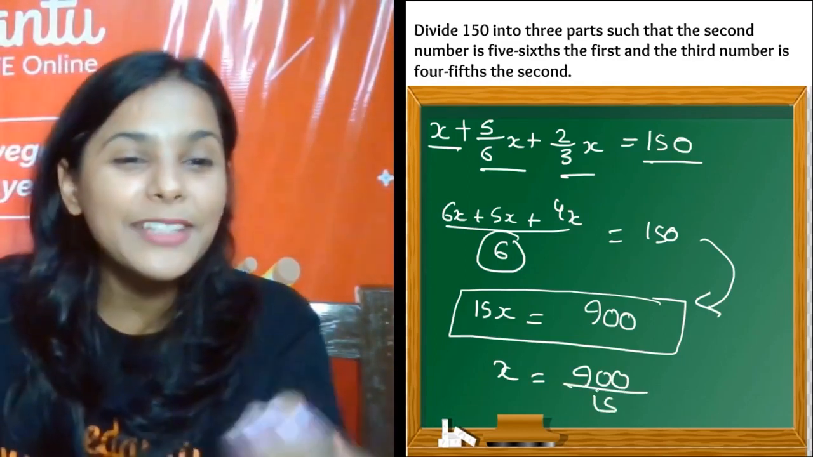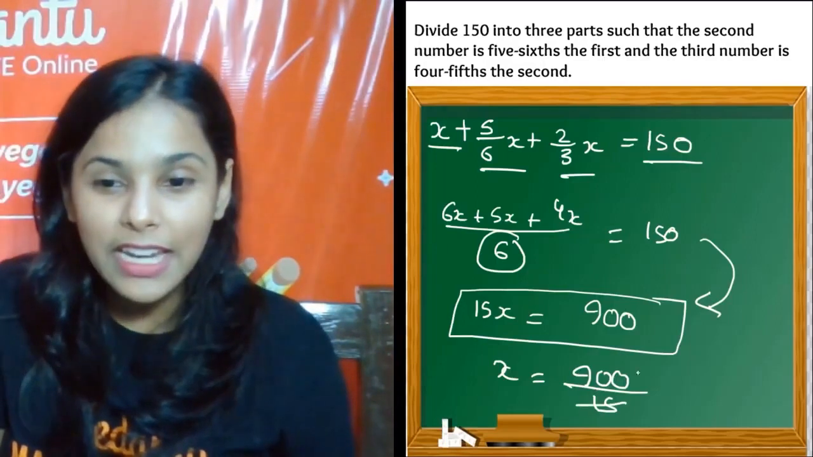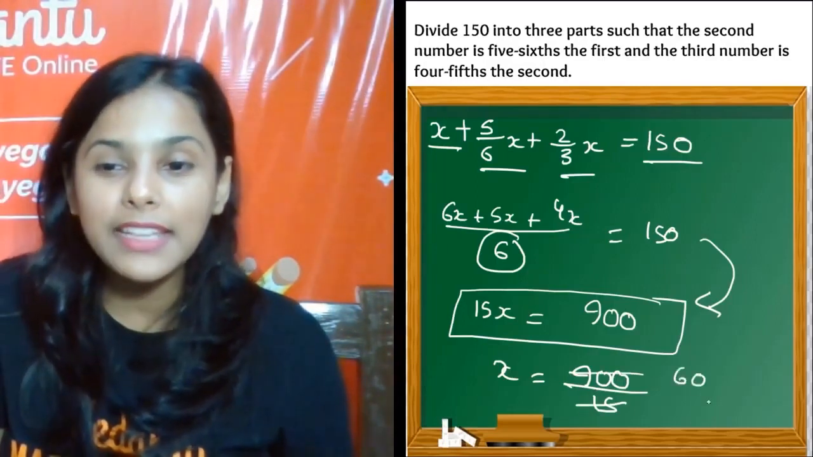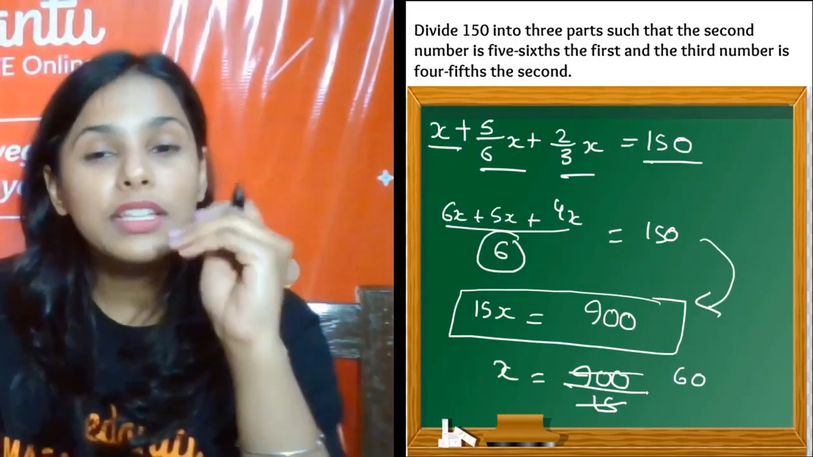सिंपल हो गया गाइस, ये तो कुछ भी नहीं बचा. 15 6 दूनी 90 और ये आ गया 60. सो x इज इक्वल टू 60.